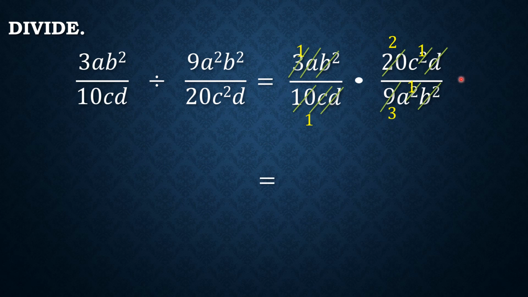So, let's write the remaining factors. Let's multiply the remaining factors. So, 1 times 2 times C is 2C. 1 times 3 times A is 3A. So therefore, the answer is 2C over 3A.